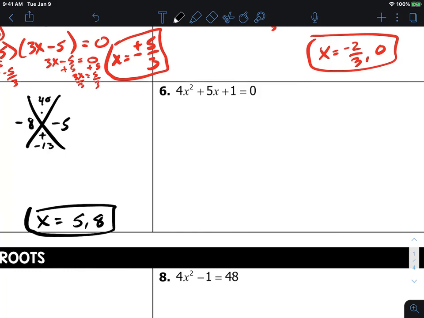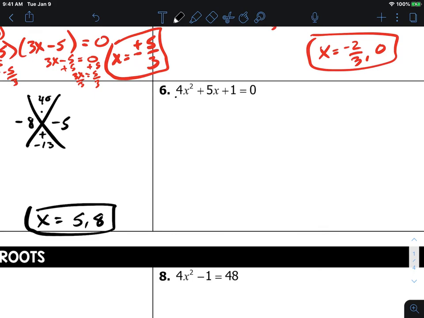Okay. This next one, number 6. All right, so I'm recognizing my ABCs: there are 4, 5, and 1. When I do the diamond, remember this is an A times a C, so this is going to be 4, not 1. What's the sum? That's going to be 5. What 2 factors multiply to make a 4, but add up to make a 5? Positive 1 and positive 5.